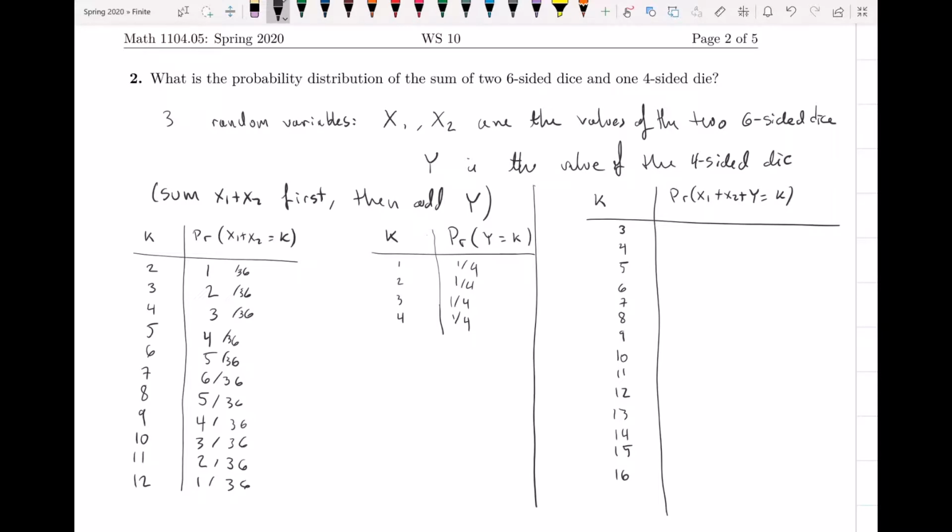Okay, so let's start out with 3. That's the simplest. Well, 3 and 16 are the simplest, but we'll start with 3. How many ways can the sum equal 3? Well, it can only be 3 if x1 plus x2 is 2 and y is 1. So there's only one way that can happen, and they're independent. So this is 1 out of 36 times 1 out of 4, which equals 1 out of 144.